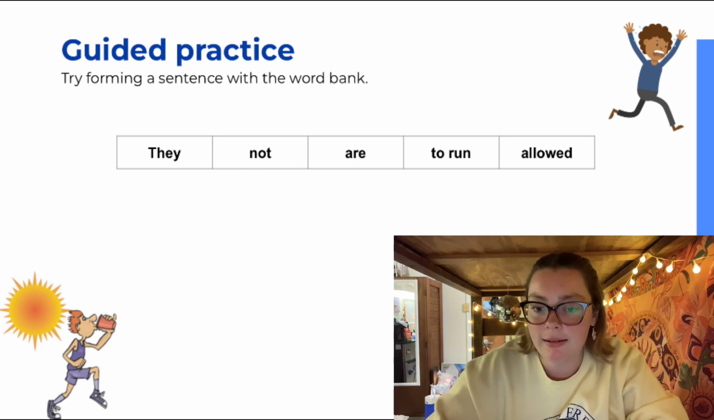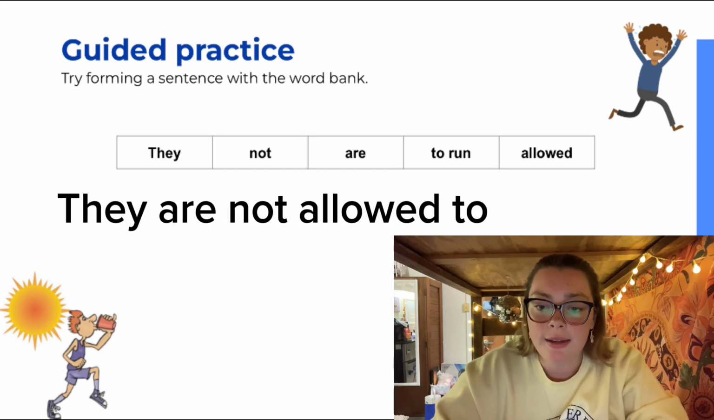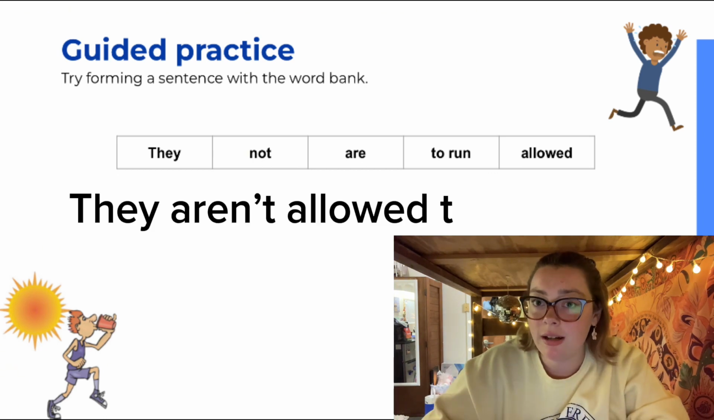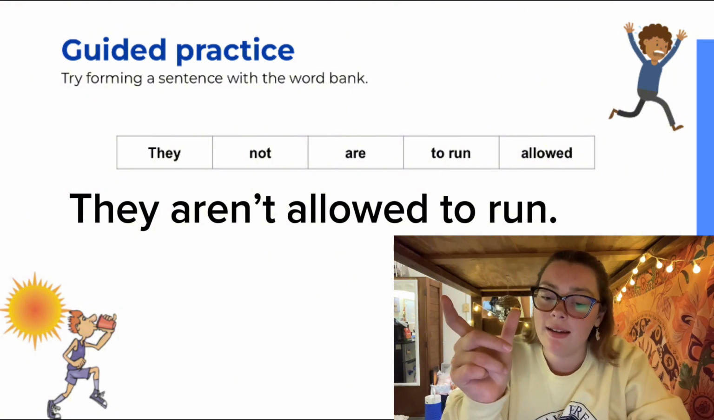All right, so after you took a couple minutes to work through that, what we have here is they, not, are, to run, and allowed, okay? So first, our first task is to put this sentence in order to make it correct, right? So what we'd have here is they are not allowed to run. Okay, this to run might have thrown you for a loop in terms of what you are doing with your word not, okay? But we have they are not allowed to run. And then if we want to take that a step further, it would be they aren't allowed to run. Remember, we contract that are and not.